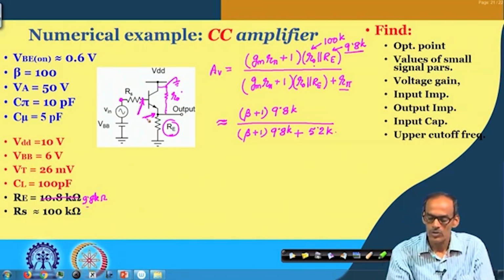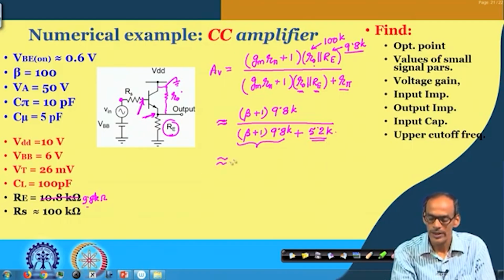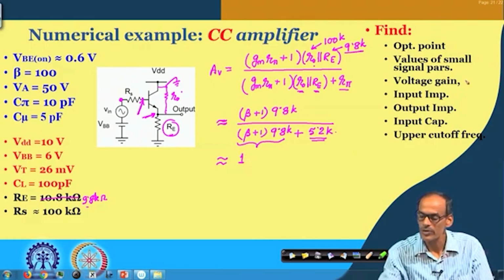And even though this R E is coming in parallel with R naught, because we do have 1 plus beta getting multiplied, this part is still dominating over this part. Hence we can say that this is approximately 1. So, the voltage gain is approximately 1.